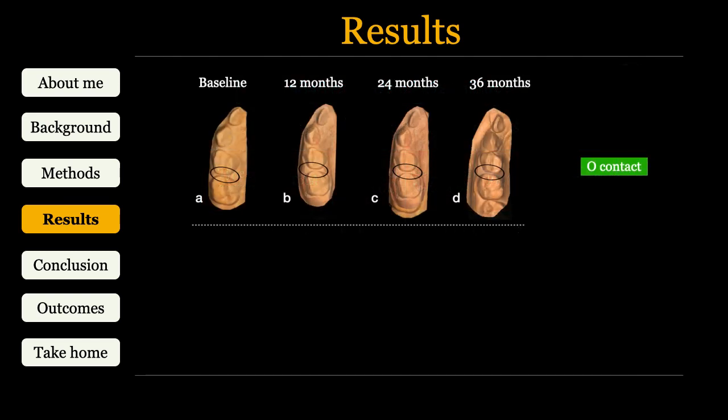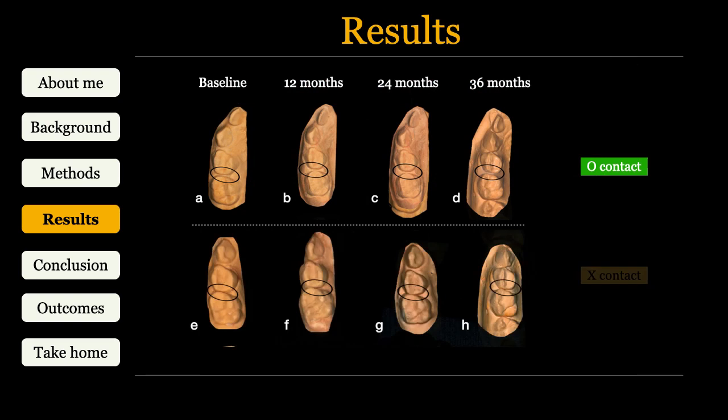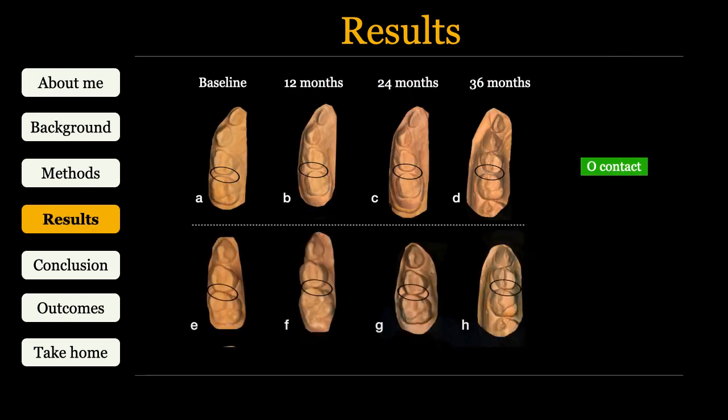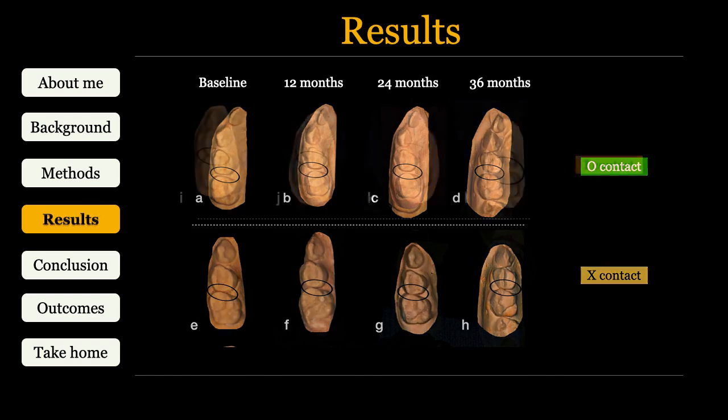Depicting images to you of the same child and the same contact area at baseline, 12 months, 24 months, 36 months. As you can see, the O contact has remained open. After this, let's move on to the X contact. At baseline, 12 months, 24 months and 36 months, the contact remained caries free.